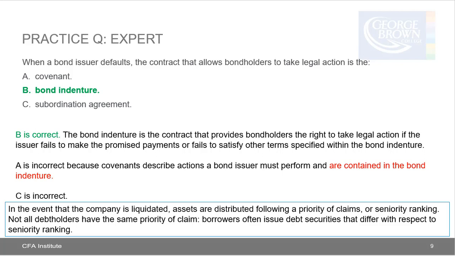So this is a question of getting some of the language and terminology correct, okay? A is incorrect. A lot of people might have thought that when an issuer defaults, the contract that allows bondholders to take legal action is the covenant, but that's not correct.